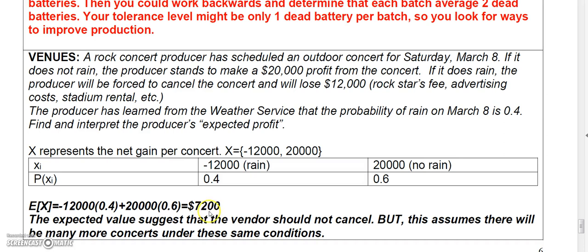But remember, this assumes this is an average. So on average he should not cancel. So if he's just got 1 concert, he probably wants to be very careful. But if he's got maybe 20 of these concerts, then he should be okay because that's a large number of trials. So even though some will get rained out, several others should make money under these same probabilities.